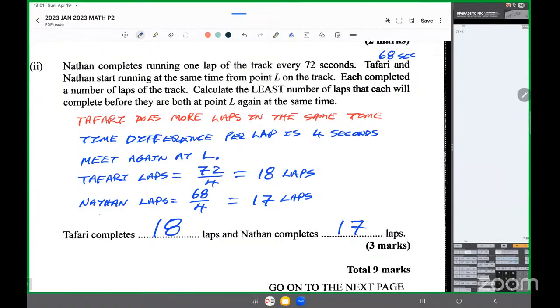So there's a 4 seconds difference on each lap. Right? So you want to know how many 4 seconds are in the time to complete a full lap, because that's when they will meet again. Understand? That's what it is. That's it. How many 4 seconds are in the time for a full lap for one of them?